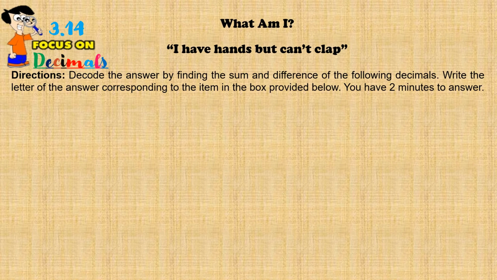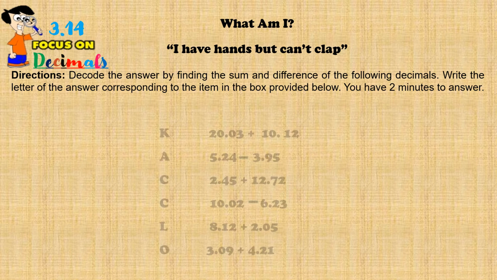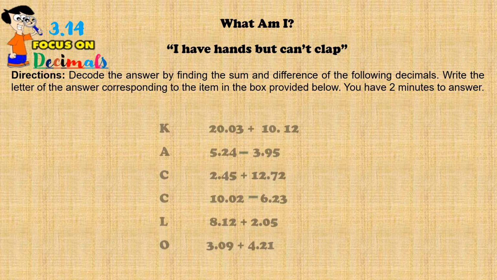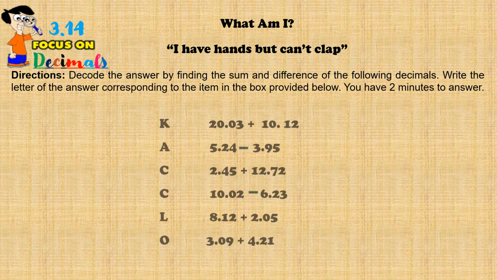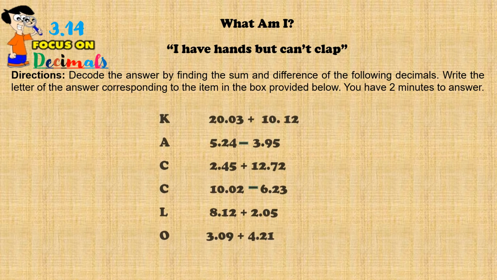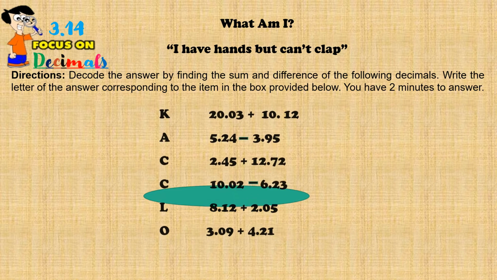Before we proceed to our lesson, let us answer this riddle. What am I? I have hands but can't clap. The directions: decode the answer by finding the sum and difference of the following decimals. Write the letter of the answer corresponding to the item in the box provided below. You have 2 minutes to answer.